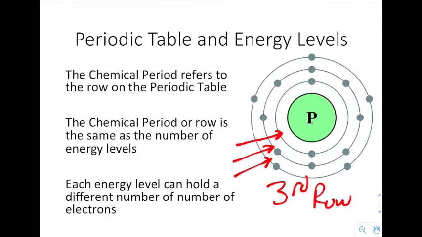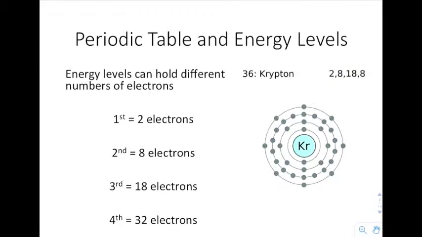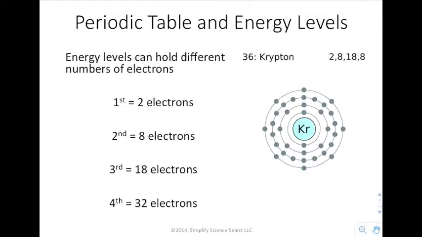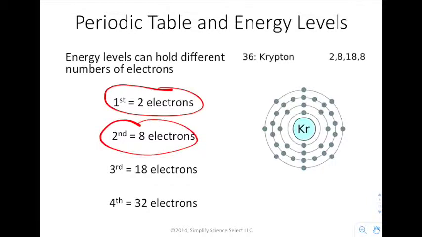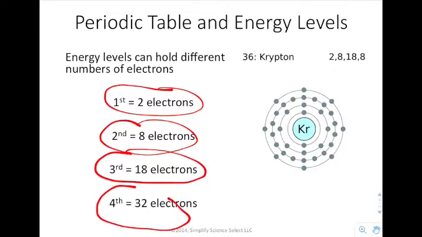Now each energy level can hold a different number of electrons. For example, the first electron energy level can hold 2 electrons. The second one can hold 8. The third one can hold 18. And the fourth one can hold 32, and so on and so on. It escalates as you move up.